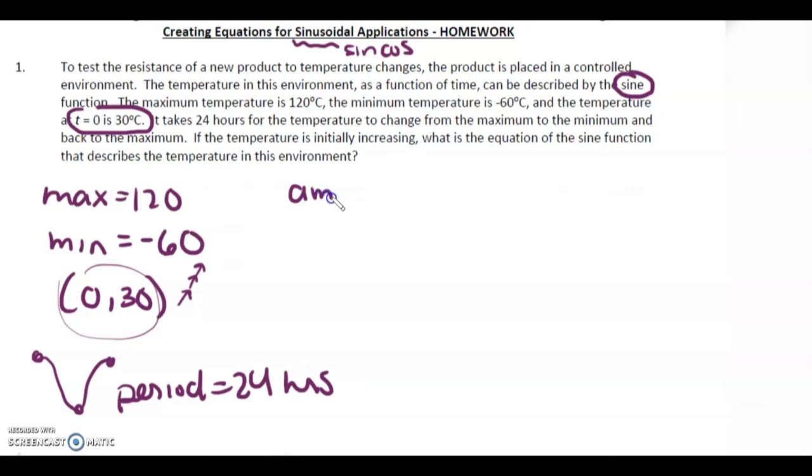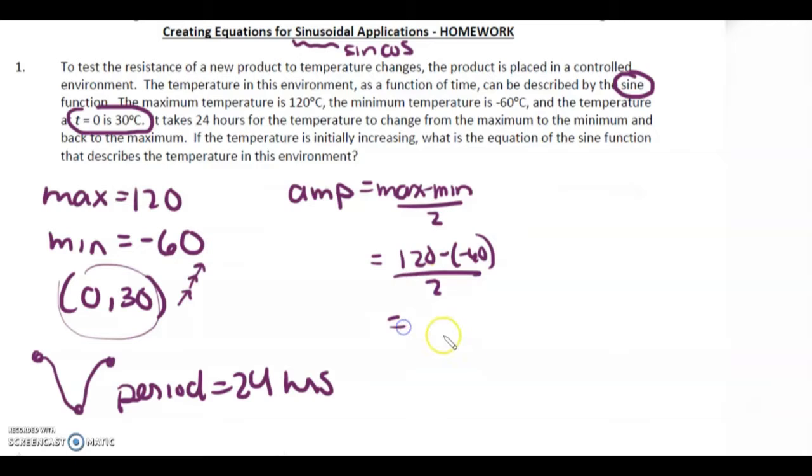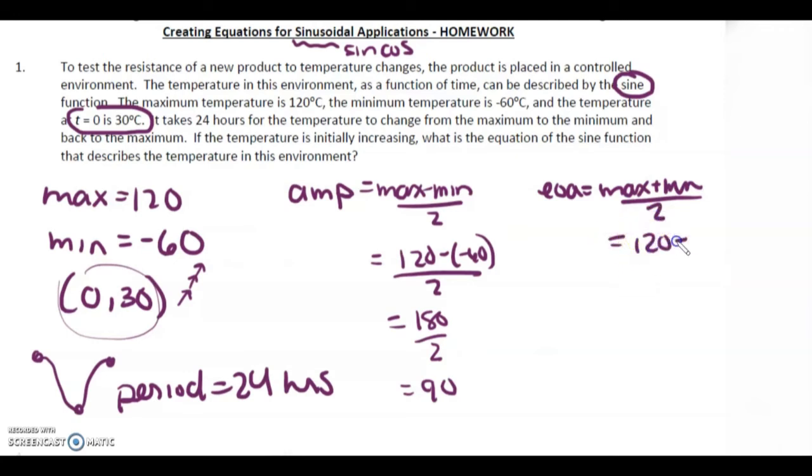We know we need the amplitude, which is max minus min divided by 2. So 120 minus -60 divided by 2, that's 180 over 2, which is 90. Then the equation of the axis is going to be max plus min divided by 2, which is 120 plus -60 over 2. No, sorry, 60 over 2, which is 30.